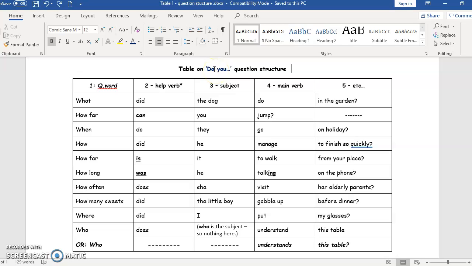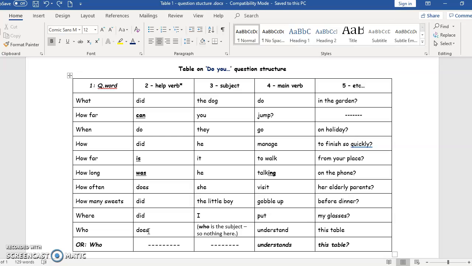Sometimes you have another help verb in the sentence, and then you don't need do. For example, can, or here be is the help verb. Of course, in the form of the third person singular, which is, or in the past, was. So, whatever help verb there is, it is number two.